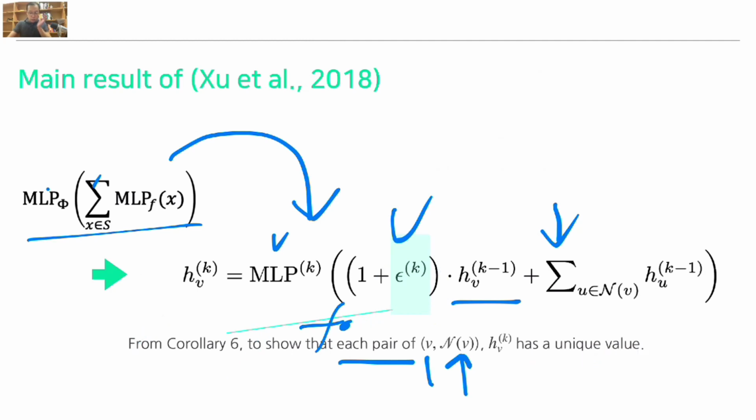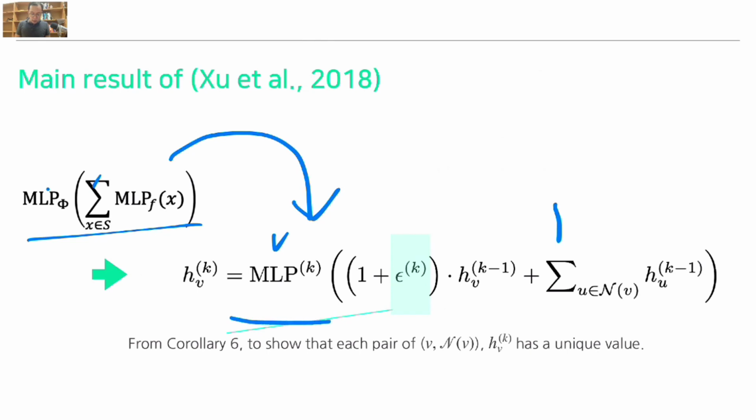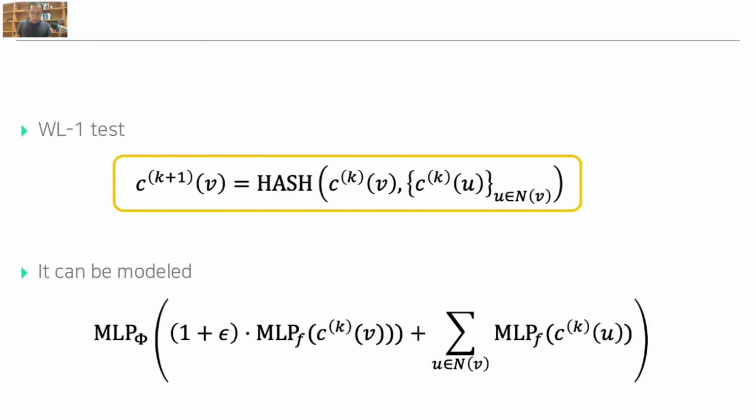So anyway, it looks like a very simple difference from GCN and GraphSAGE. By having this, we are now able to get the expressive power of the isomorphism test. So now we are able to make the actual connection between the WL1 test and GIN.